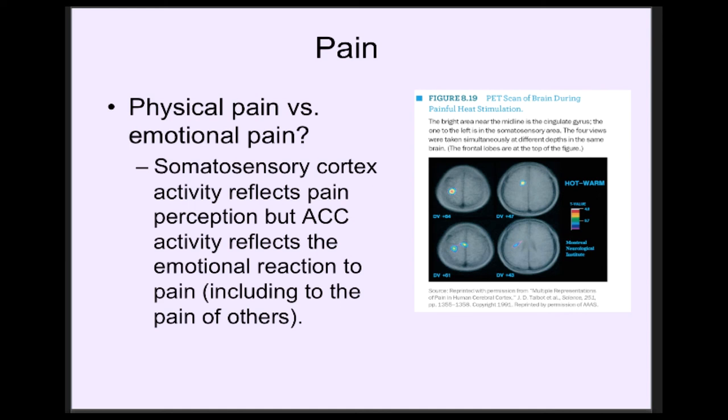And so here we can see the somatosensory cortex in individuals who are touching something hot, and in the middle, the cingulate cortex. So the emotional reaction seems to be attributed to activity in the ACC, anterior cingulate cortex, but the physical sensation of the heat is tracked to the somatosensory cortex.